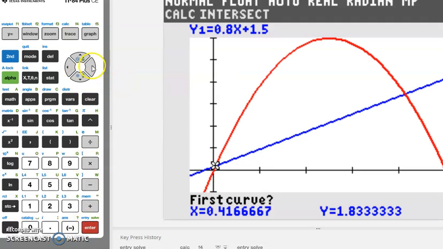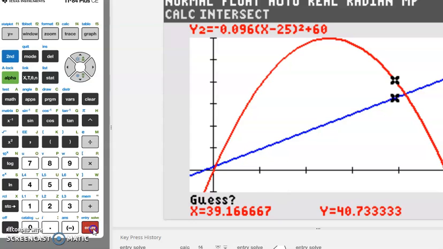Intersection point all the way here. And we're going to hit enter. First curve, enter again. The next one is 41.288 and 34.53. Alright, and let's go back to the question here.